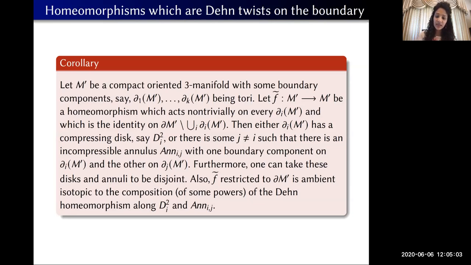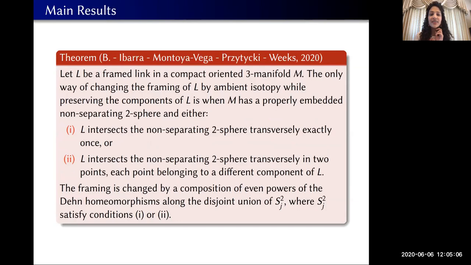Okay. All right. So this brings us to our main result. So the theorem says that if L is a framed link in a compact oriented 3 manifold M, then the only way of changing the framing of L by ambient isotopy while preserving the components of L is when the manifold has a properly embedded non-separating two sphere. And either this framed link intersects the non-separating two sphere transversely exactly once, or it intersects the non-separating two sphere transversely at 2 points, each point belonging to a different component of the link.